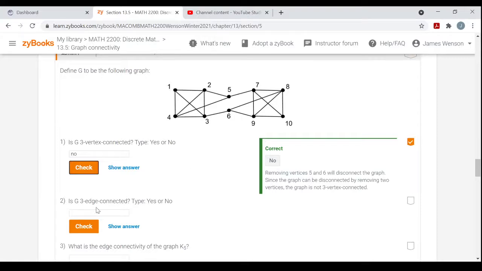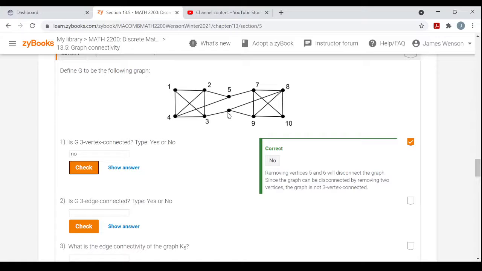Is the graph 3 edge connected? So again, to be 3 edge connected means you can remove any 2 edges and the graph will still be connected. And to say a graph is not 3 edge connected means that there is a pair. You can find one pair of edges that if you remove them, it'll disconnect the graph. And I can see 2 right here.